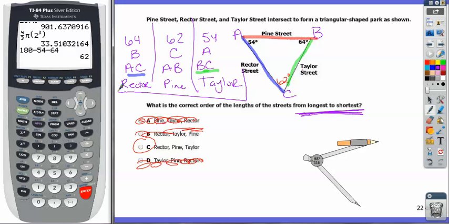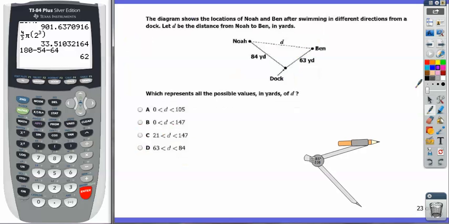And that's my answer. But I could use my compass to measure distance and get the answer as well. I just think using the table is so much quicker and easier. Next, I could also use my compass.